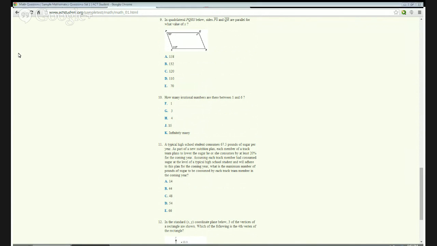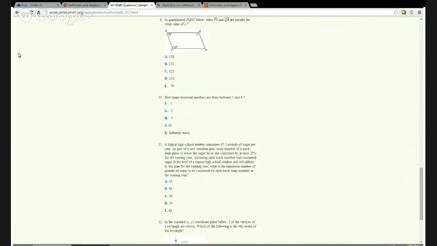So it's 67.5 pounds of sugar, and they need to lower that sugar by 20%. So there's two ways you can do it. You can either say they need to lower it by 20%, so they need to eat 80% of 67.5, and we can do 67.5 times 80%, so 0.8. Or we can do 67.5 times 20%, solve for that, and then subtract that from 67.5. So either way, when we do that, we get the answer 54.